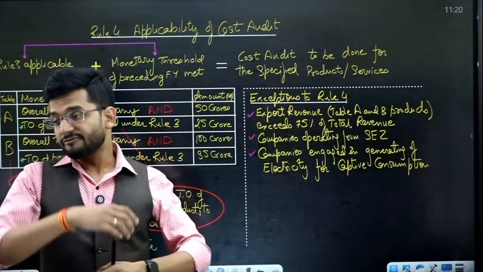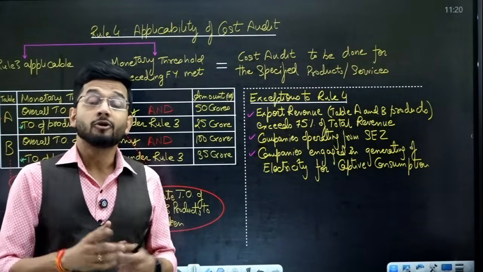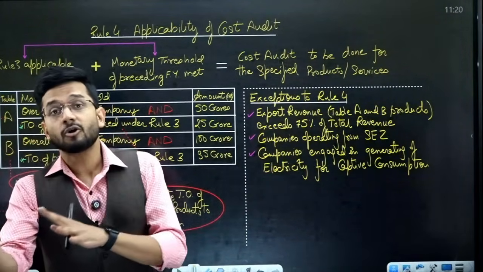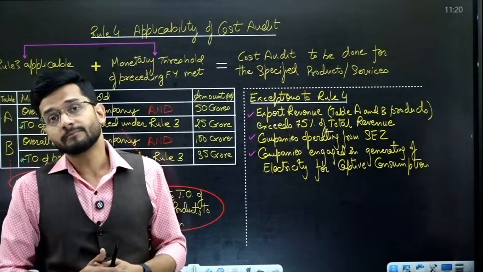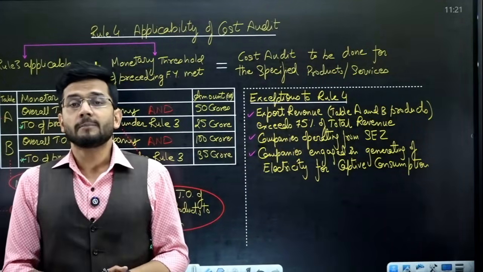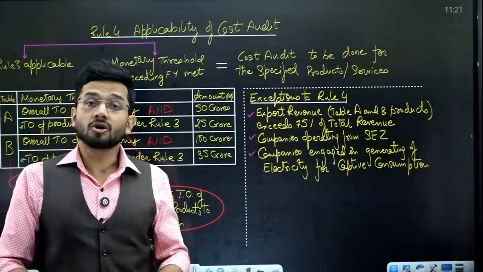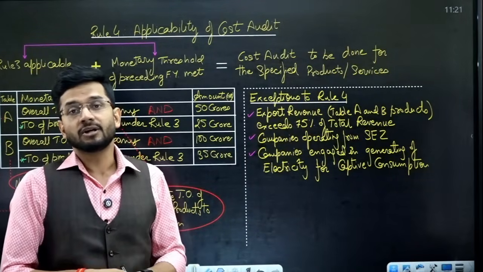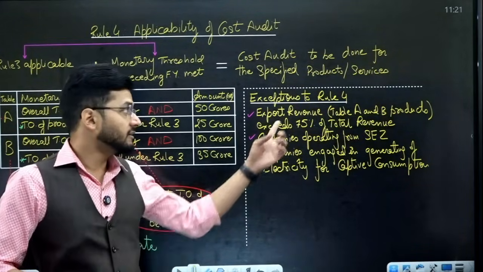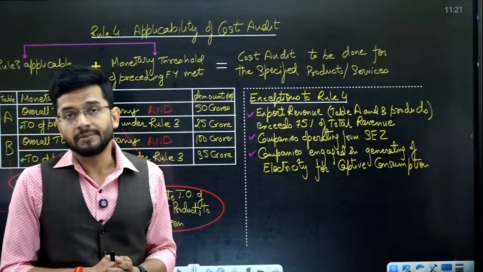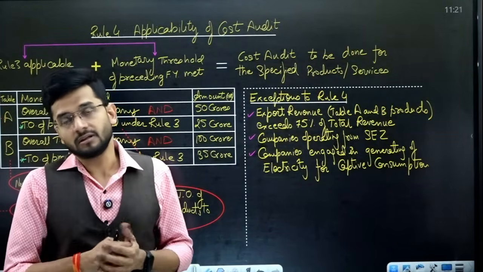There are different exceptions for cost records, and there are different exceptions for cost audit. Both are absolutely different. So if cost audit is not applicable, that doesn't mean cost records will also not be applicable. No. In this case, cost records will be applicable. So the examiner might try to confuse you by giving these two parameters and asking you to analyze the exceptions.